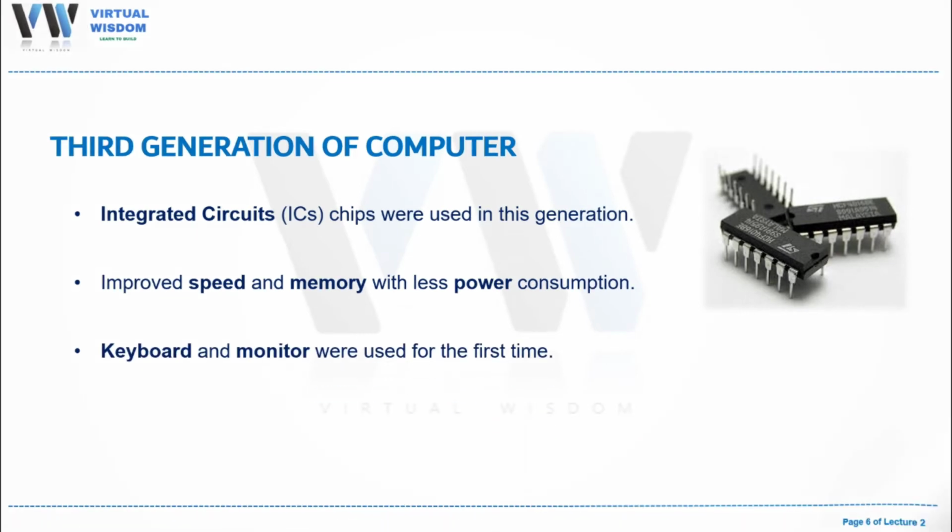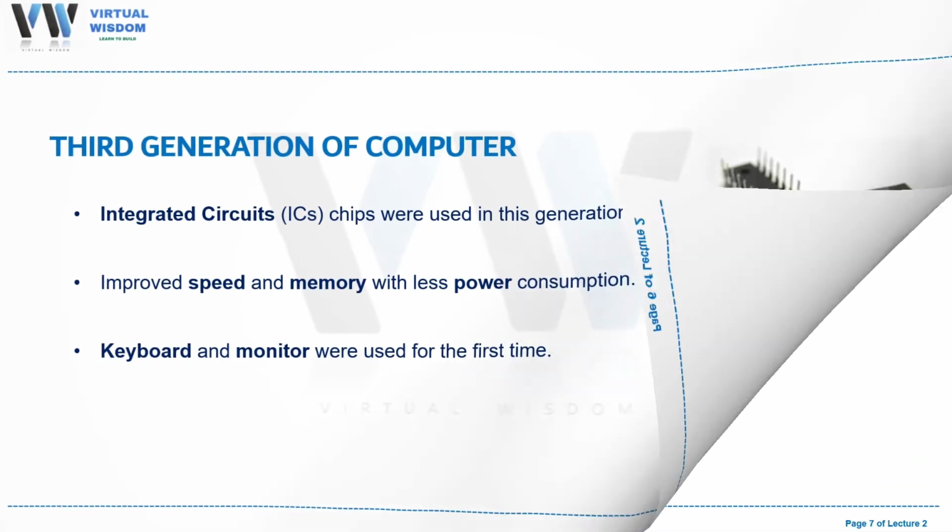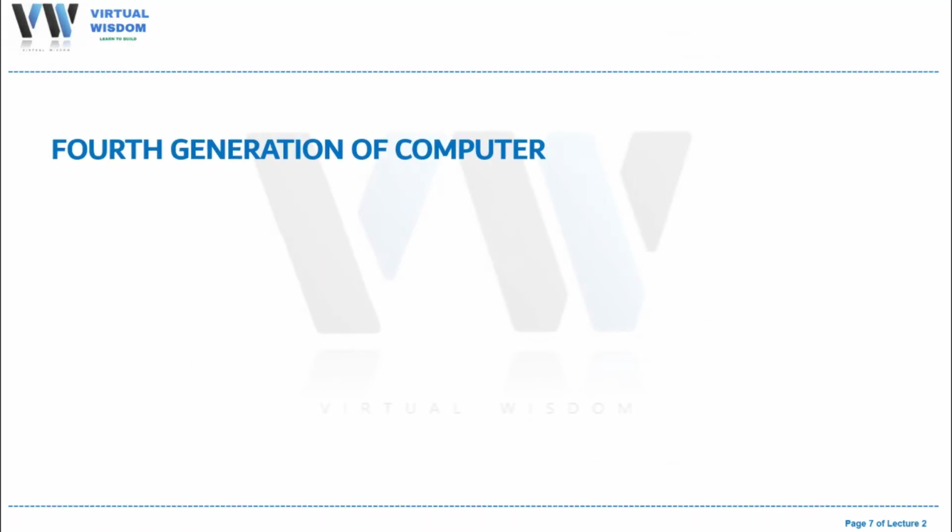For the first time, keyboard and monitor were used with the computer. This computer also had the ability to run different application programs at the same time. These computer were used from 1963 to 1971. As computers' new generations got introduced, their size reduced, and they become more reliable and efficient.